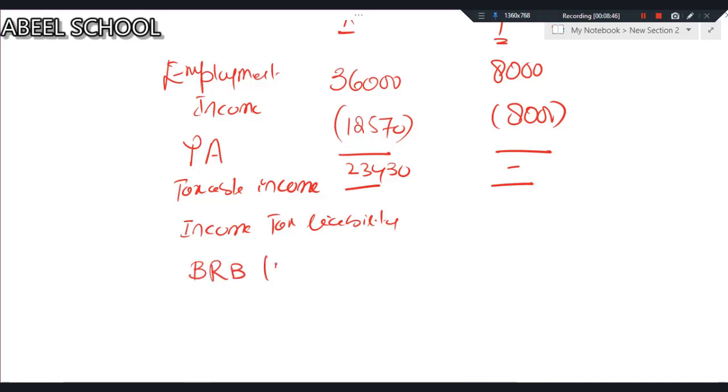Basic rate band, non-saving, 23,430 into, of course, 20%. Let's see what I'm getting. I'm getting 4,686. As I mentioned, they are claiming marriage allowance.